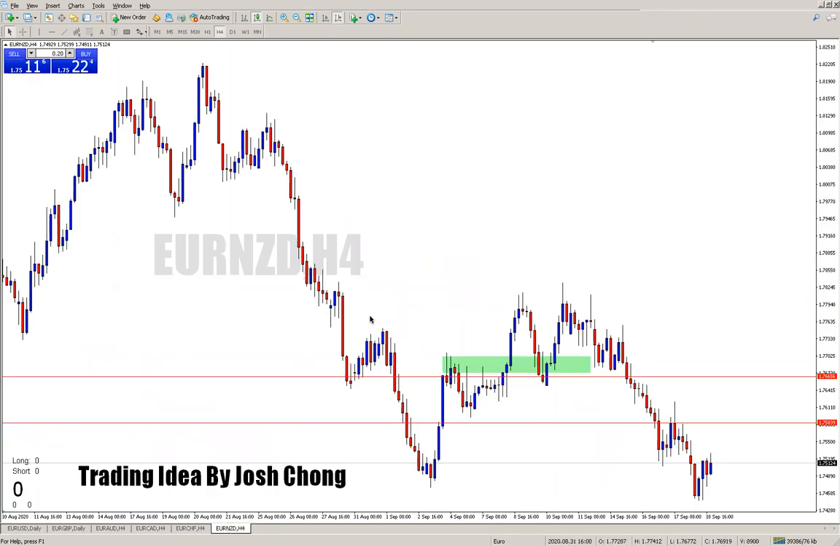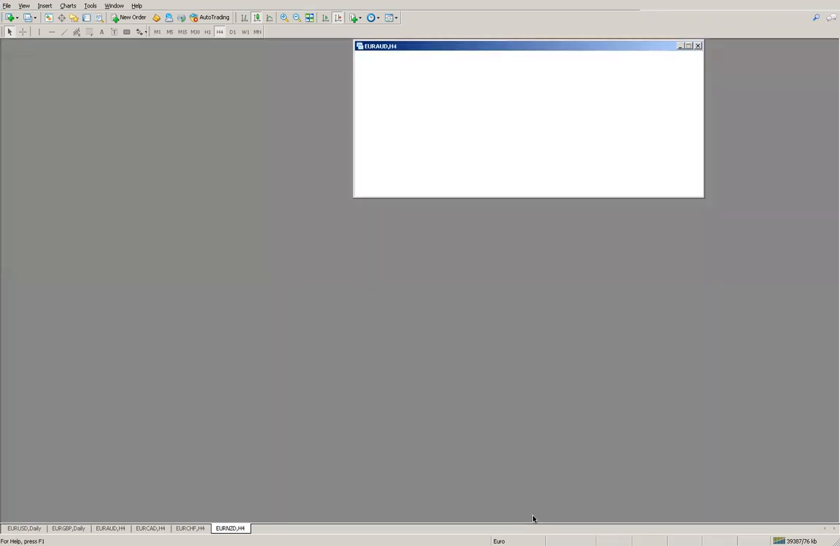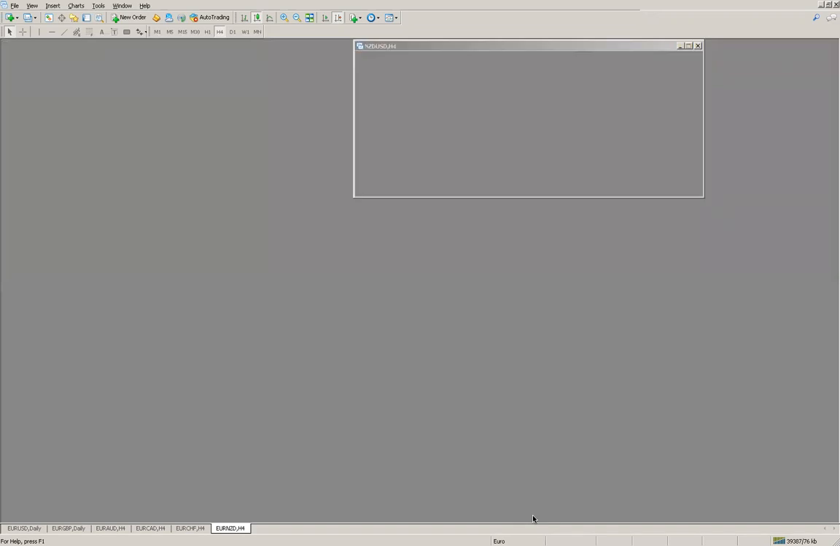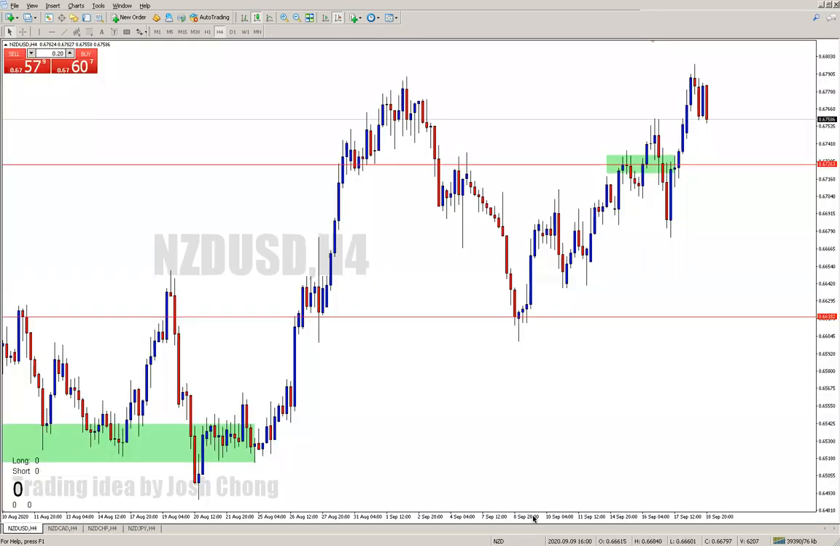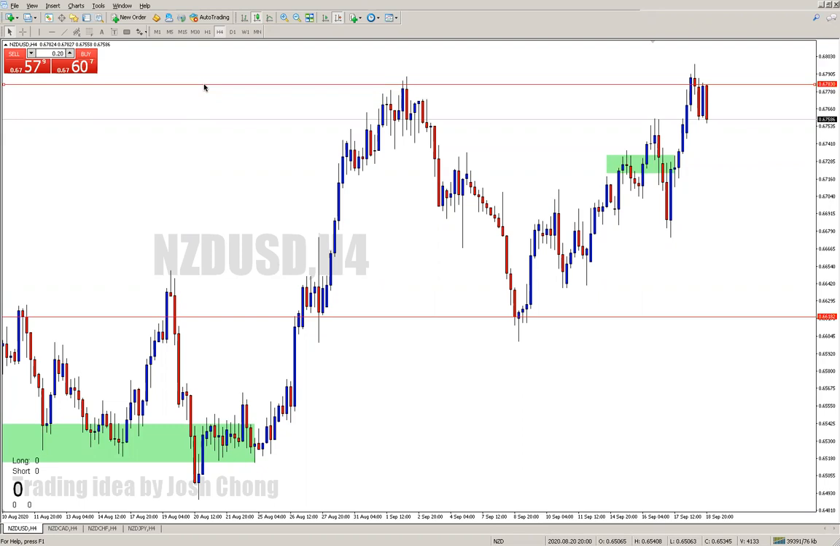And next will be Euro NZD. So Euro NZD is basically looking for drops. Looking for a drop. New Zealand dollar. So the market is reaching a seller zone. Can you see? The market is reaching a seller zone.